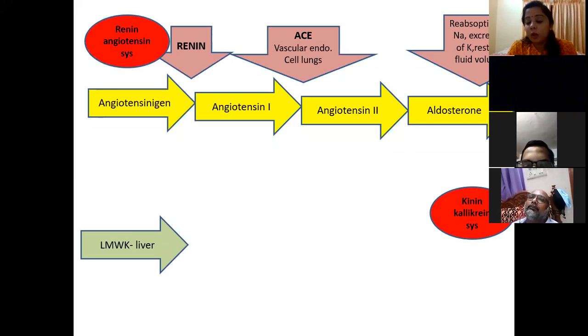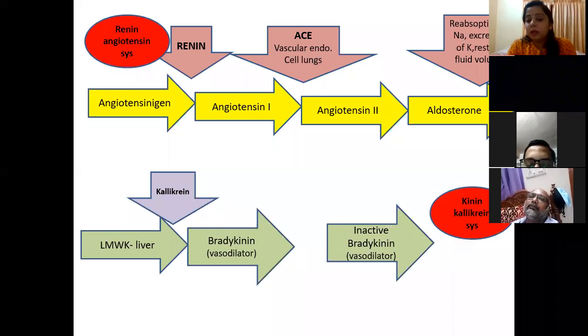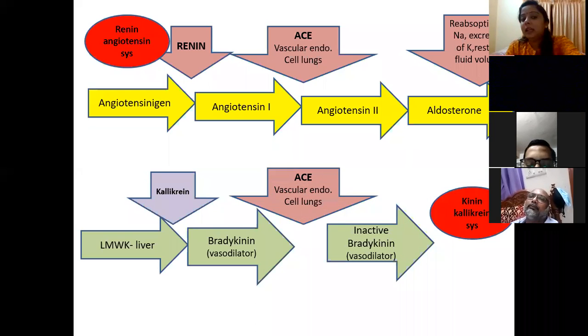The low molecular weight kininogen released from the liver is converted to bradykinin with the help of kallikrein. This bradykinin is mainly associated with inflammation, coagulation, and reducing the BP. That is the role of bradykinin. So, this kallikrein converts low molecular weight kininogen to bradykinin. And the ACE, angiotensin converting enzyme, also converts bradykinin to inactive bradykinin.